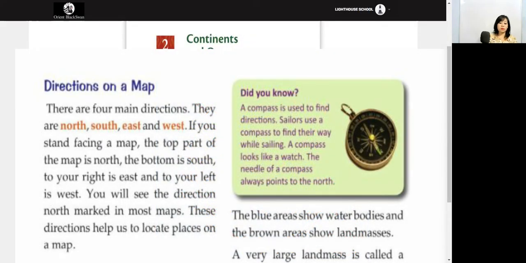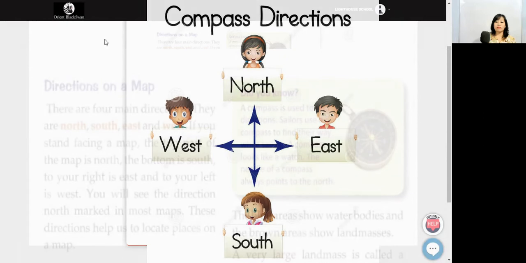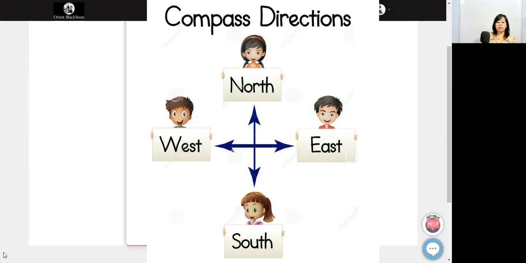So how do we see directions on a map? We have to remember that there are four main directions on a map. They are north, south, east, and west. If you stand and face a map, the top part of the map is north, the bottom is south, to your right is east, and to your left is west. These directions help us to locate places on a map.